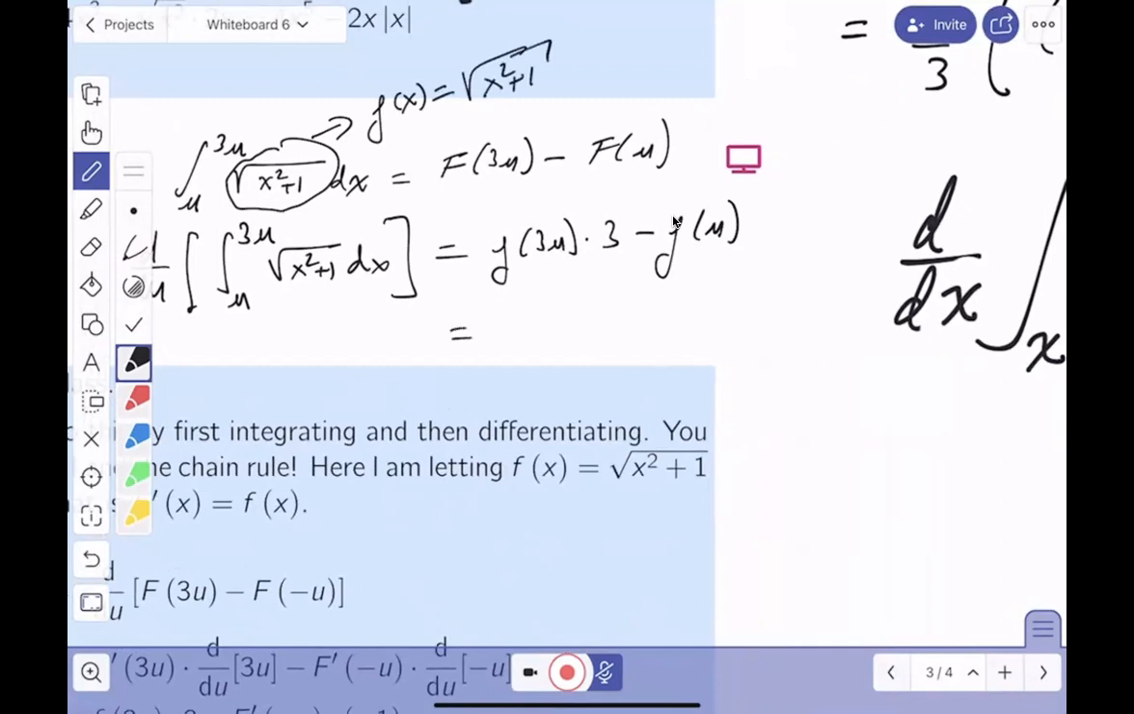Let's write it down. 3 root. What if I plug in 3u there? What would I get? 9u squared plus 1 minus f of u. And what's f of u? It's just simply u squared plus 1.